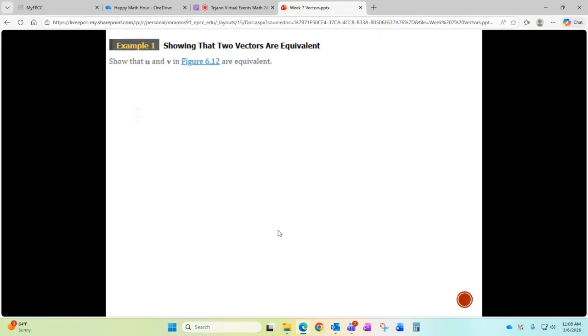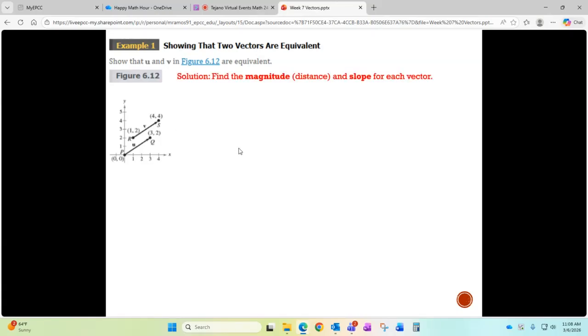Our example is, how do we show that two vectors are equivalent? I have two vectors here, u and v. u goes from P to Q. This is vector v from R to S. How do we show that they are equivalent? We have to find their length or magnitude, and we have to find the slope. If they are the same for both vectors, then the vectors are equivalent. We have the distance formula for the magnitude and the slope formula, so we're going to use those to plug everything in.